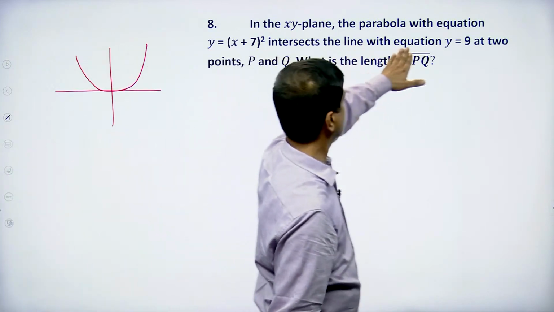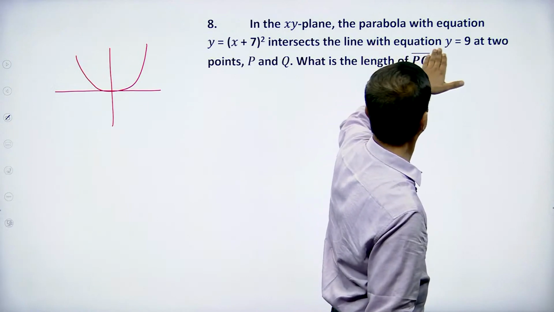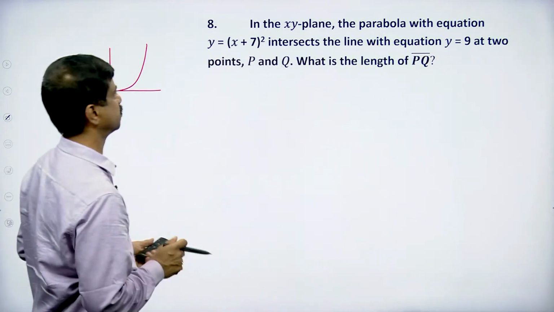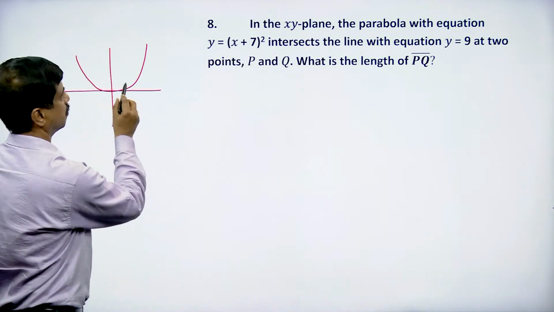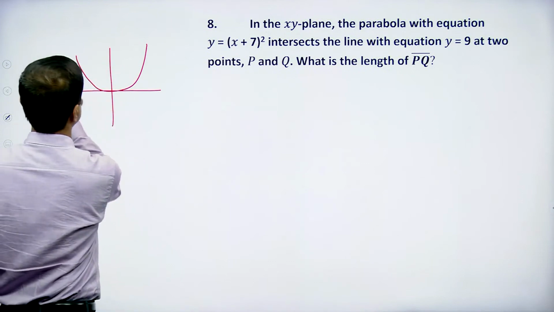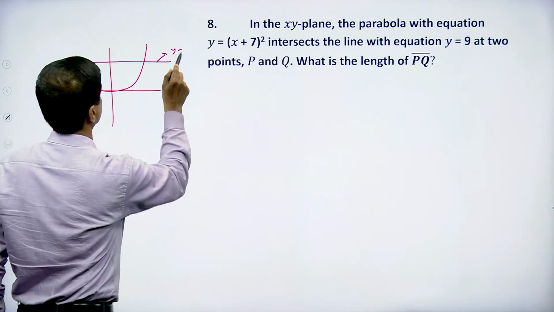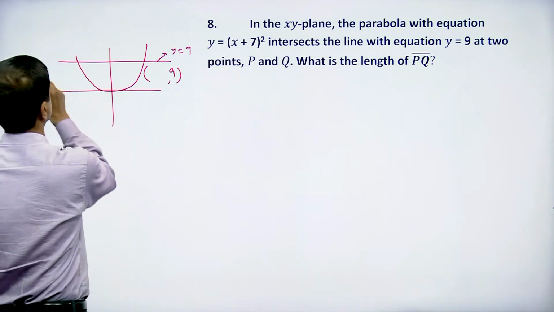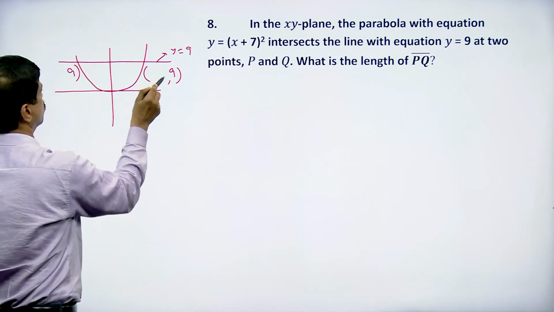So now this intersects with the line with equation y equal to 9 at 2 points. y equal to 9 means like this. So here you will get y as 9, here also you'll get y as 9. So you should have some x value.